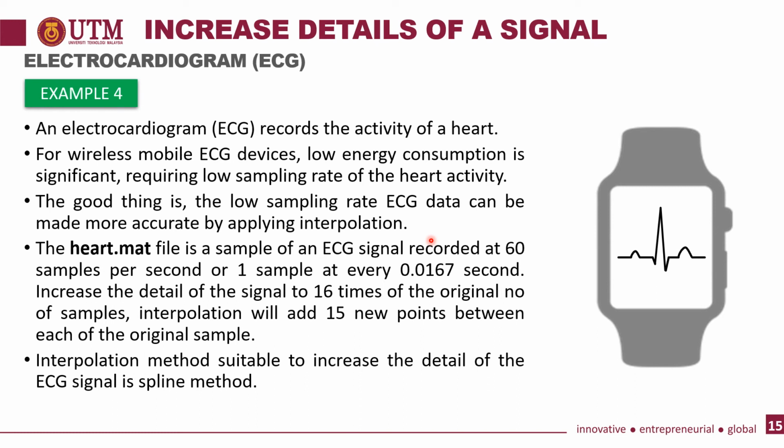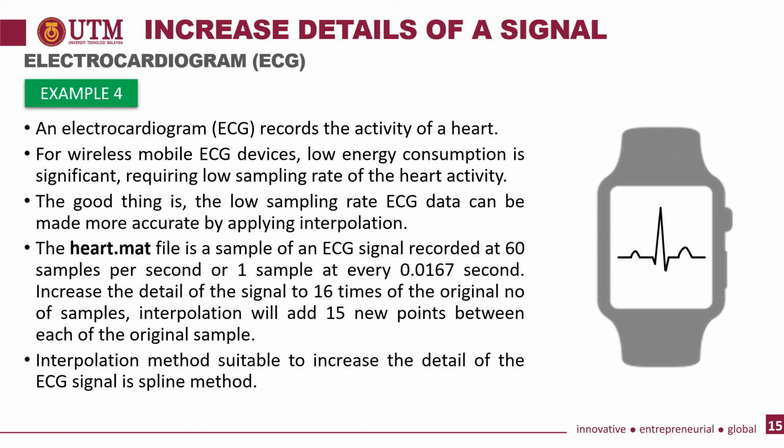So increase the detail of the signal to 16 times the original number of samples. Interpolation will add 15 new points between each sample. That is the power of interpolation. The interpolation method suitable to increase the detail of the ECG signal is the spline method. In this example, it is already mentioned which method of interpolation is suitable for the ECG signal. You see that the spline method is the most suitable one.